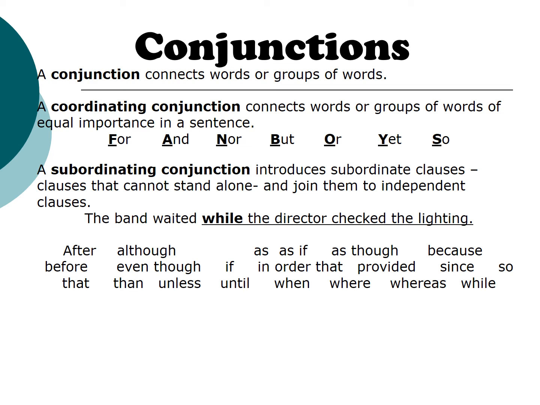Examples of subordinating conjunctions are after, although, as if, as though, because, before, even though, if, in order that, provided, since, so that. It's not "so" alone, because if I have "so" alone, it's going to be a coordinating conjunction. Then, unless, until, when, where, whereas, while.